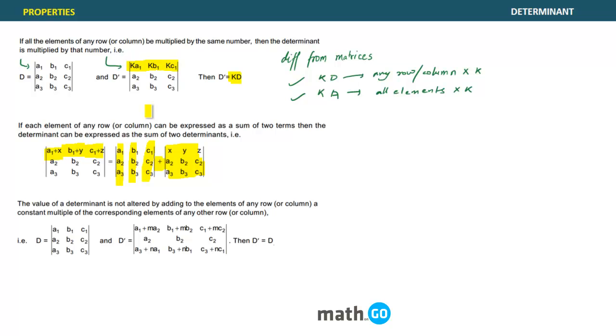So this is how you can split. Okay, but you have to split one at a time. So for example, if it had been a plus x1 here, let's say b plus x2, c plus x3, and then there would have been some other elements here as well. So for example, you could have said a plus y1, b plus y2 and c plus y3, and here it is a constant, let's say a1, a2, a3, whatever you want.